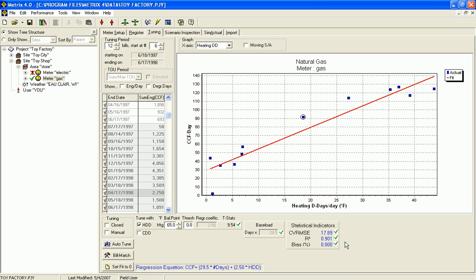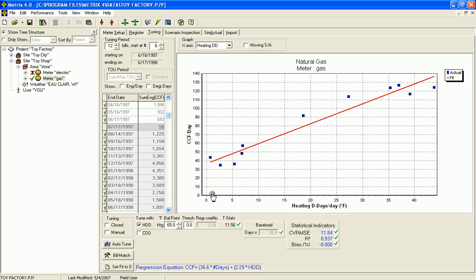However, we can see from the heating degree days graph that the July 97 bill is extremely low compared to the other bills in the tuning period, and that it is nowhere close to the fit line. Let's deselect the July 97 bill to give a closer fitting regression equation. Remember, you tune bills to get a good picture of building usage patterns. This outlier doesn't represent how the building uses gas.